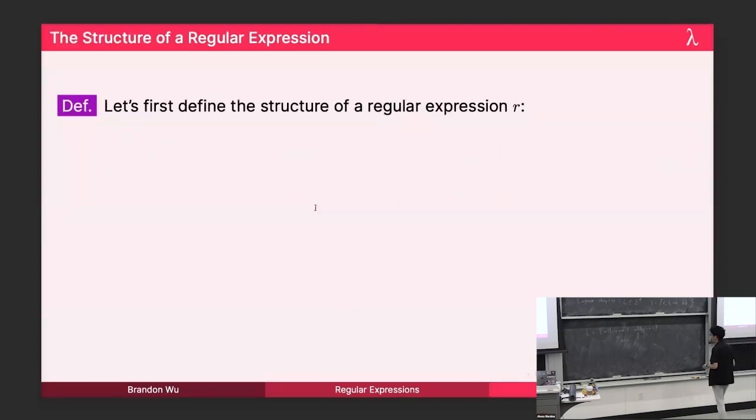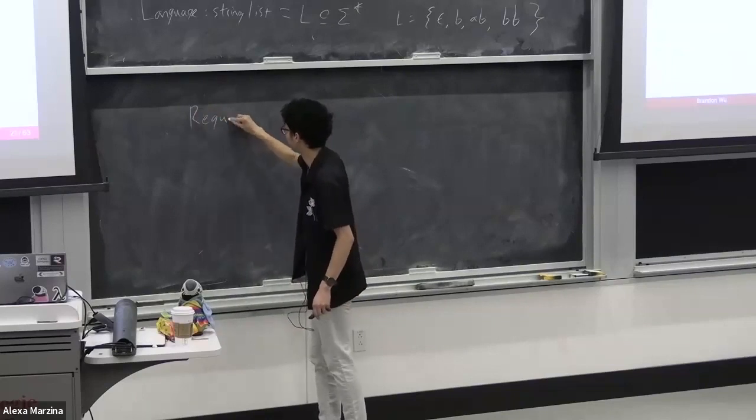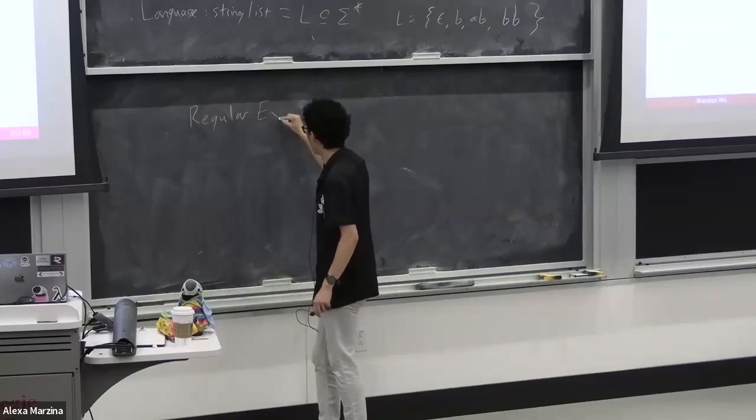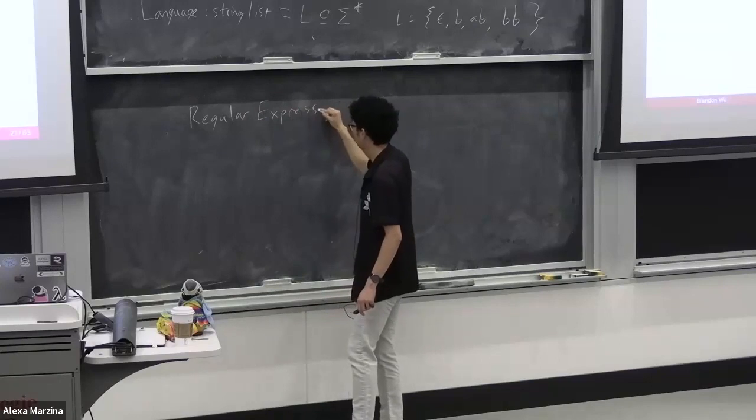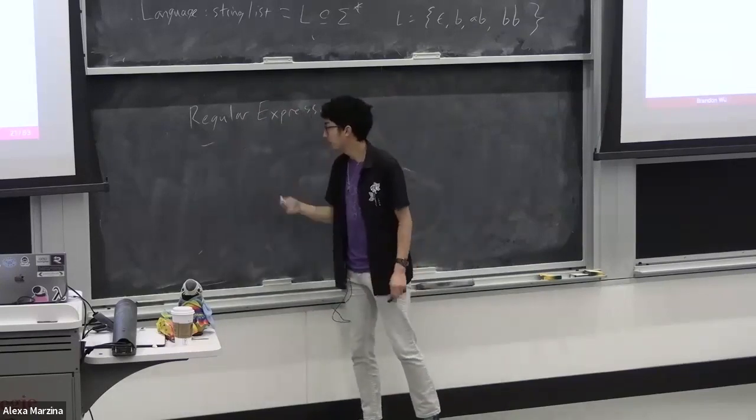So let's define the structure of a regular expression. It's just going to be these things, okay? And I'm going to give you the mathematical notation, but it's not going to matter super much here. It'll look like math, but this is just notation, okay? We say a regular expression R is one of 6 things.